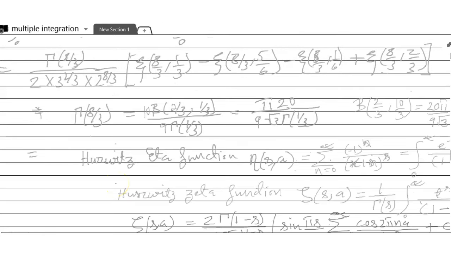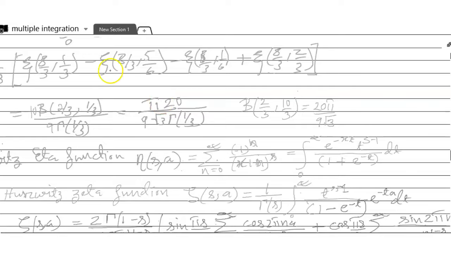So friends, gamma 8 by 3 is equal to 10 beta 2 by 3 1 by 3 9 gamma 1 by 3, which is equal to 20 pi by 9 root 3 gamma 1 by 3. So friends, this is the total value, and another factor is that this value is 2 pi divided by root 3 beta 2 by 3.